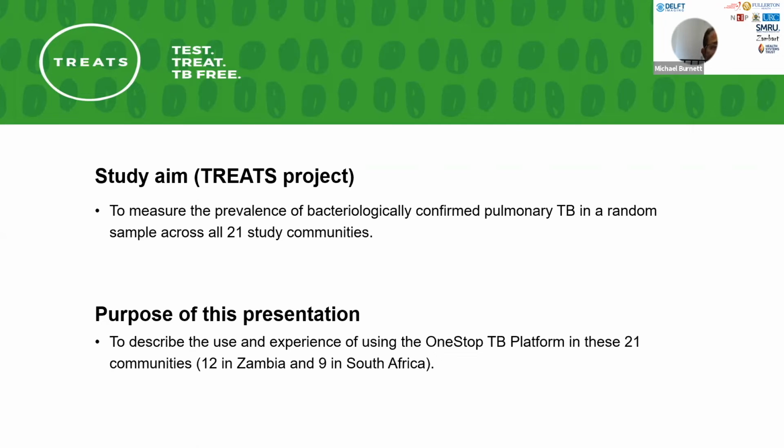So the aim of the study, the TREATS project, was to measure the prevalence of bacteriologically confirmed pulmonary TB in a random sample across all 21 study communities. And then the purpose of this presentation is to describe the use and experience of using the OneStopTB platform in these 21 communities, 12 of which are based in Zambia and 9 in South Africa. Next slide.